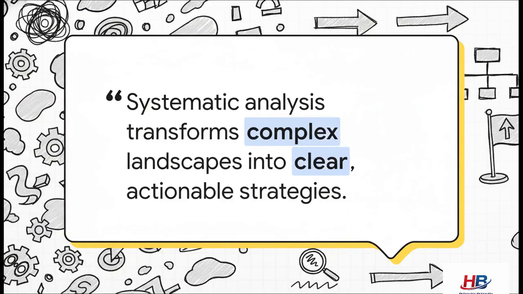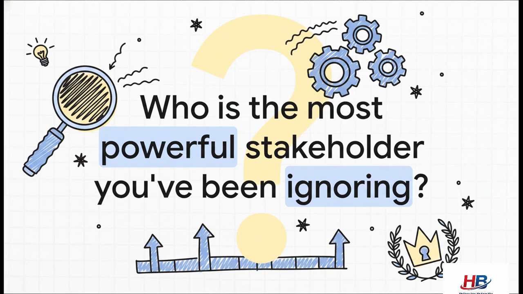You know, the source material for this really nails it with this quote. Systematic analysis transforms complex stakeholder landscapes into clear, actionable strategies. That's exactly what it is. It's about taking something that feels messy and confusing and turning it into a simple, clear plan to help you win. So, as we wrap this up, I want to leave you with one final question to chew on. Seriously, think about this when you get back to your work. Who is the most powerful stakeholder you've been ignoring? Because the answer to that question might just unlock your next big success.